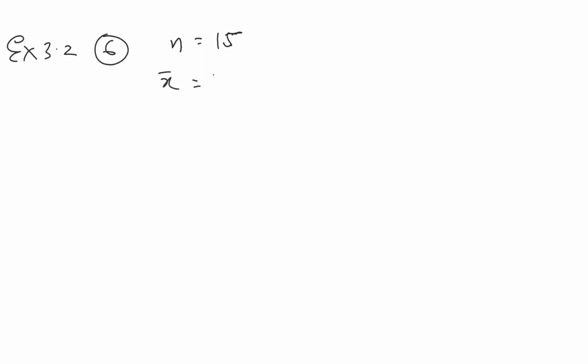X bar is equal to 25, y bar is equal to 18, because mean is nothing but average. So x bar and y bar. Mean of x is x bar, mean of y is y bar. The corresponding sum of the squares of the deviations from the respective means are 136 and 150.